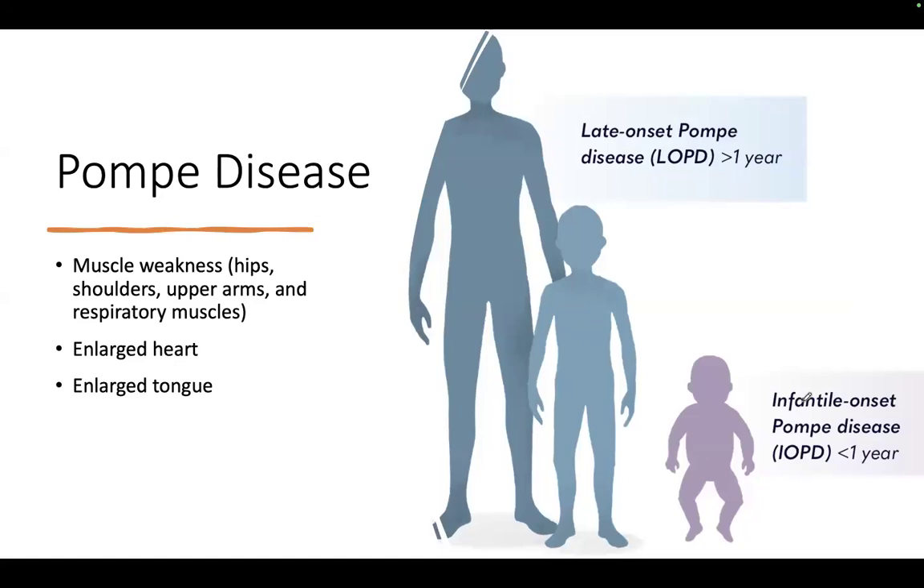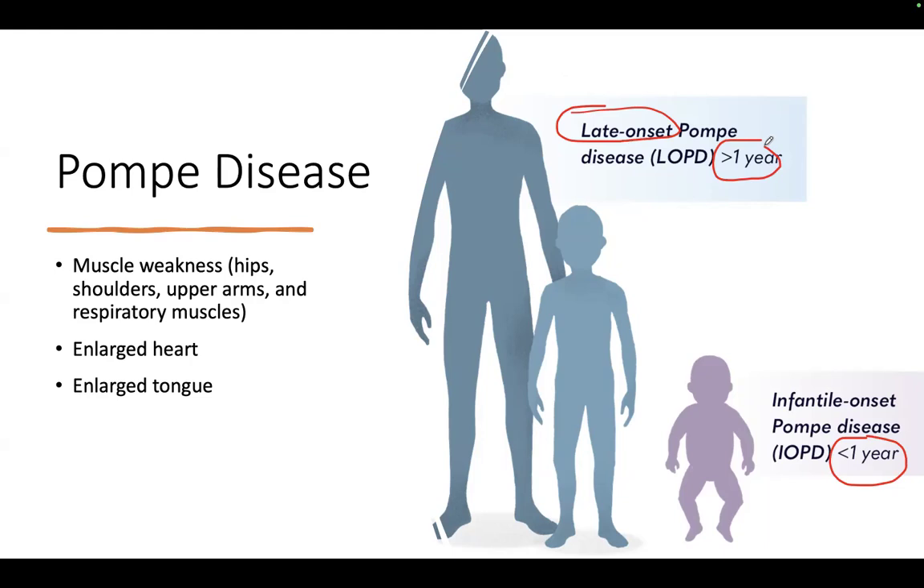Pompe's disease, there are two types of Pompe's disease. We have the infantile or the early onset. They usually manifest before the first year of life. The second type is the late onset Pompe's disease. This usually occurs after the first year of life. So the cutoff here is the first year of life. If it occurs before the first birthday, that is infantile onset. If it occurs after the first birthday, then that is late onset.